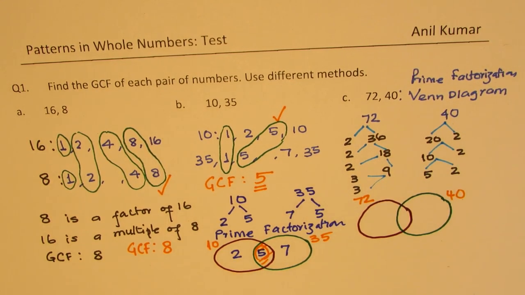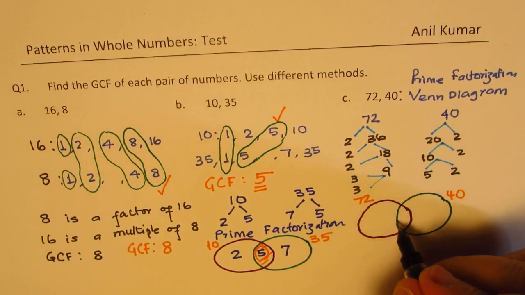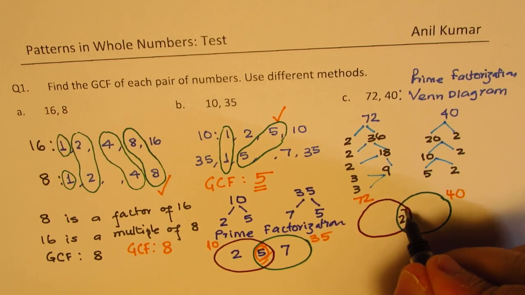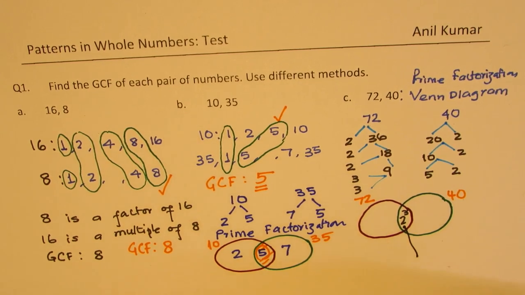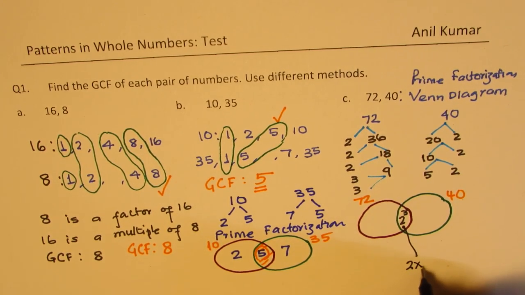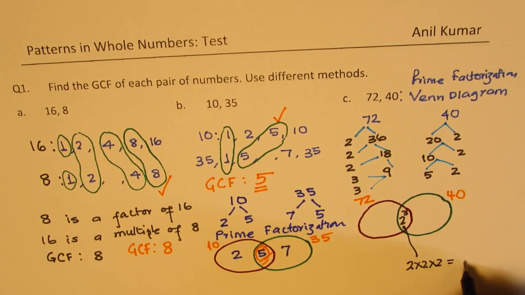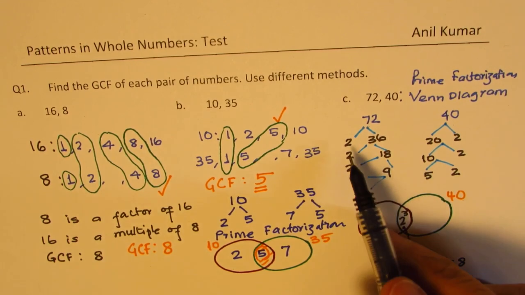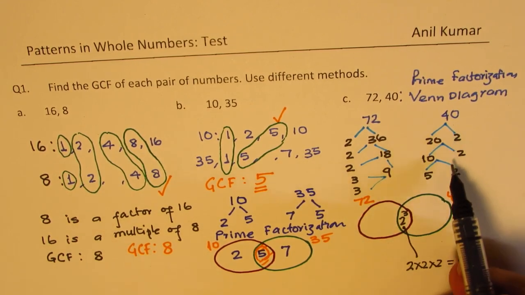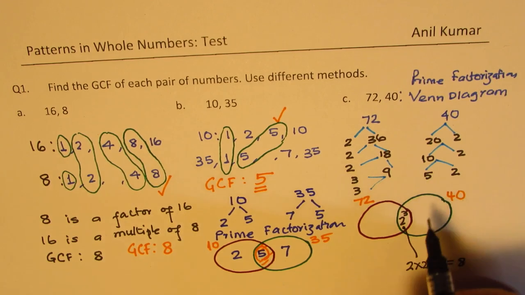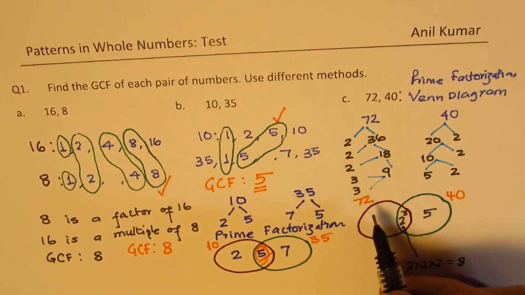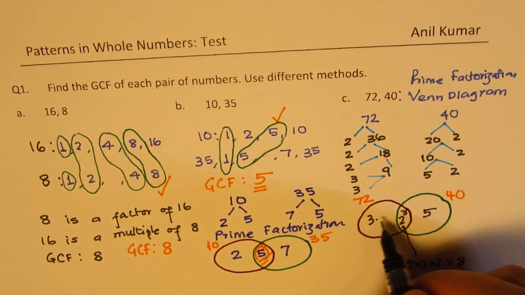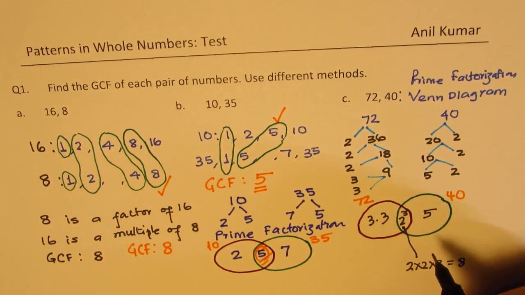So we could write this number 2 cube here. 2 cube is 8, right? Which is basically what I'm writing here: 2 times 2 times 2, which is 8. Do you see that? So we have already taken care of these three twos. We're left with 5 for 40. And here we are left with 3 times 3, which is 9.